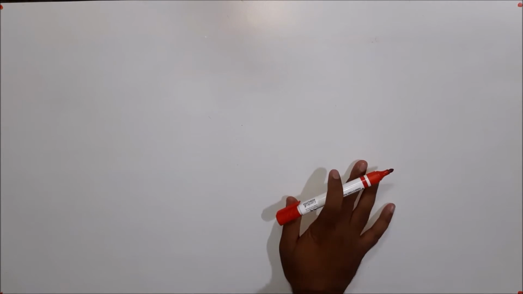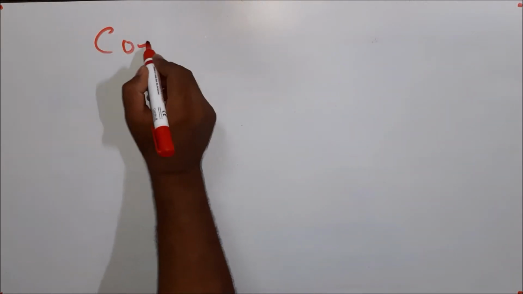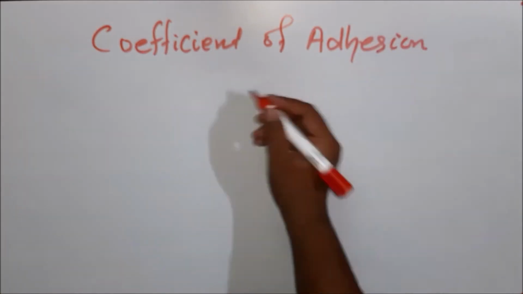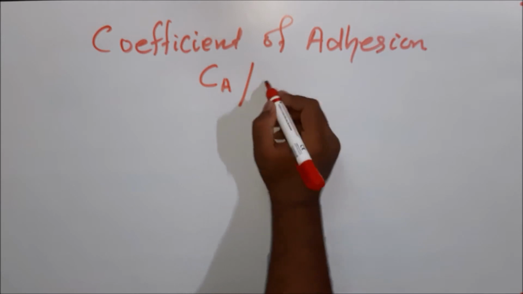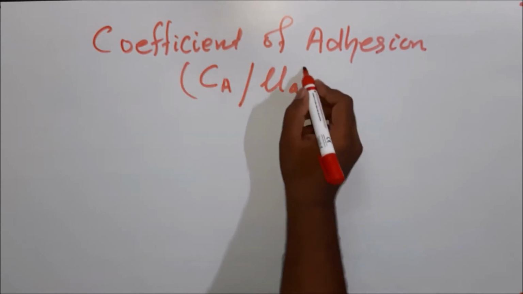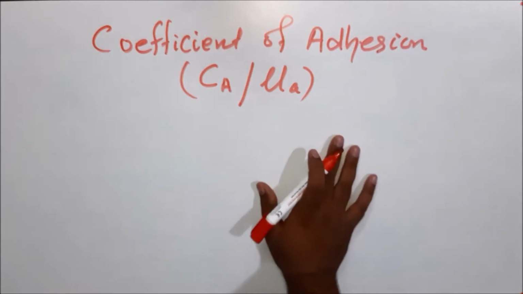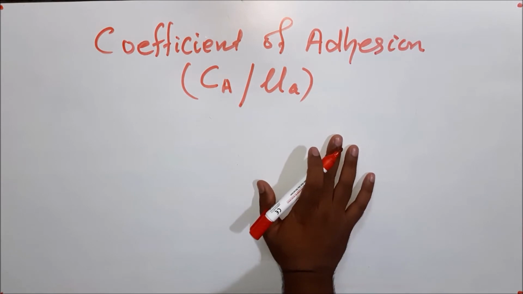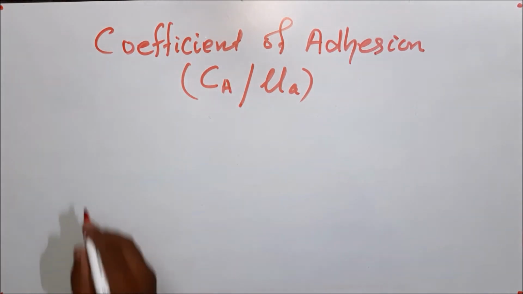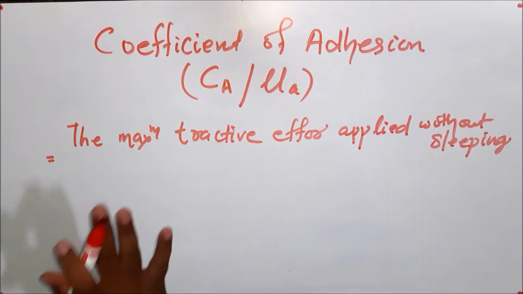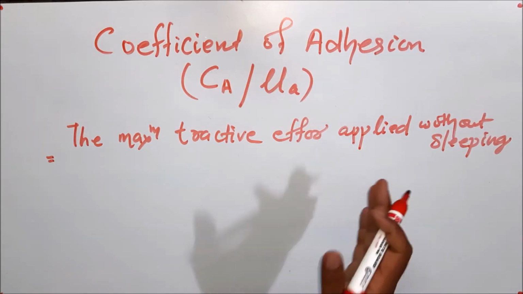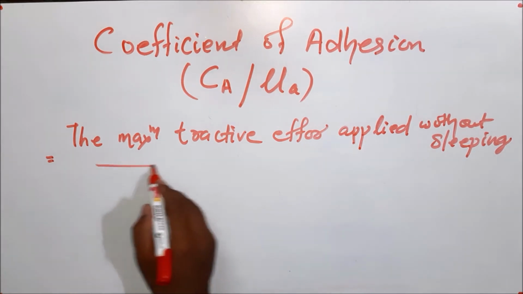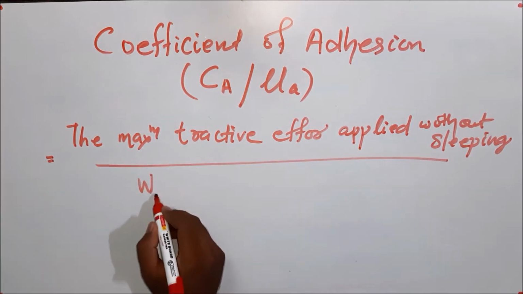Hello everyone. In the last lecture, we studied coefficient of adhesion. It can be denoted using capital C and capital A, or mu small a. So this is an important factor in traction technology. And we have also studied that the coefficient of adhesion is nothing but the maximum tractive effort applied to the wheel of the train without making it slip, divided by weight on driving axle.